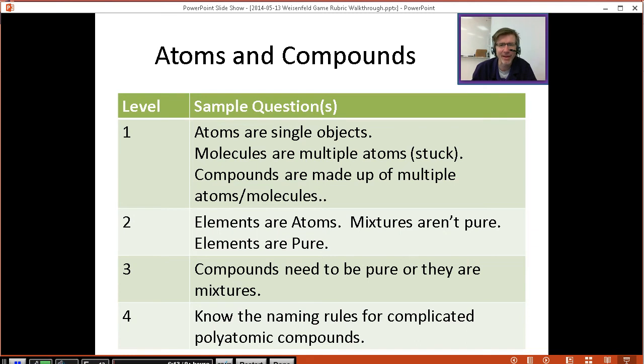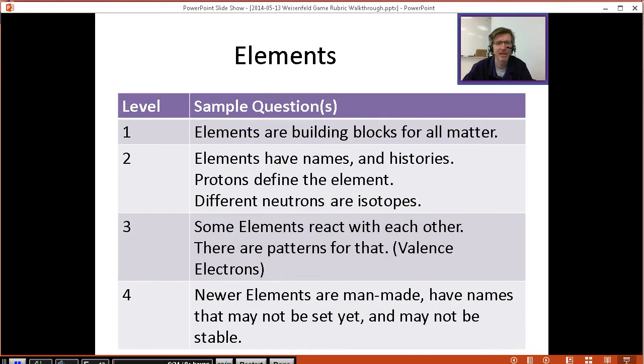And then knowing naming rules for how we put together more complicated polyatomic, so multiple atomic compounds for level 4. That's atoms and compounds. Here we go.